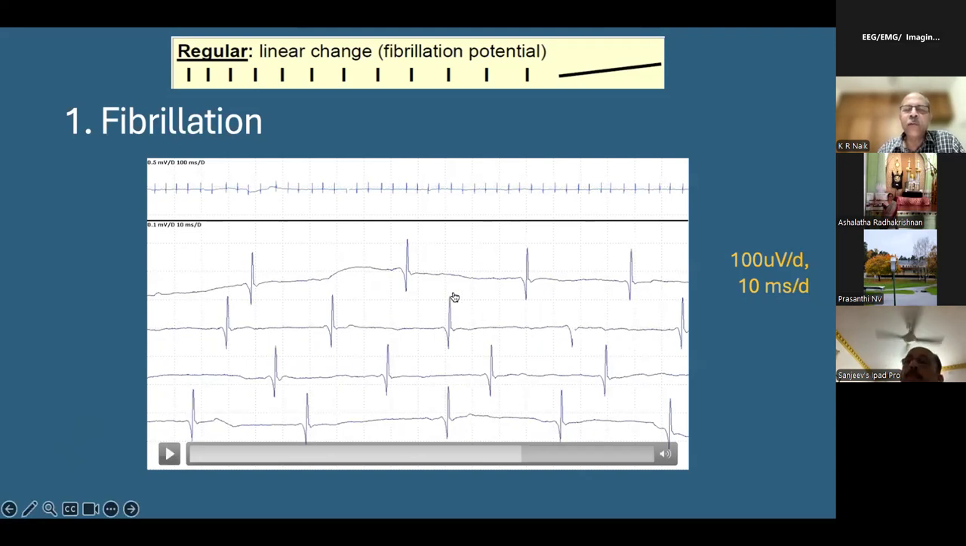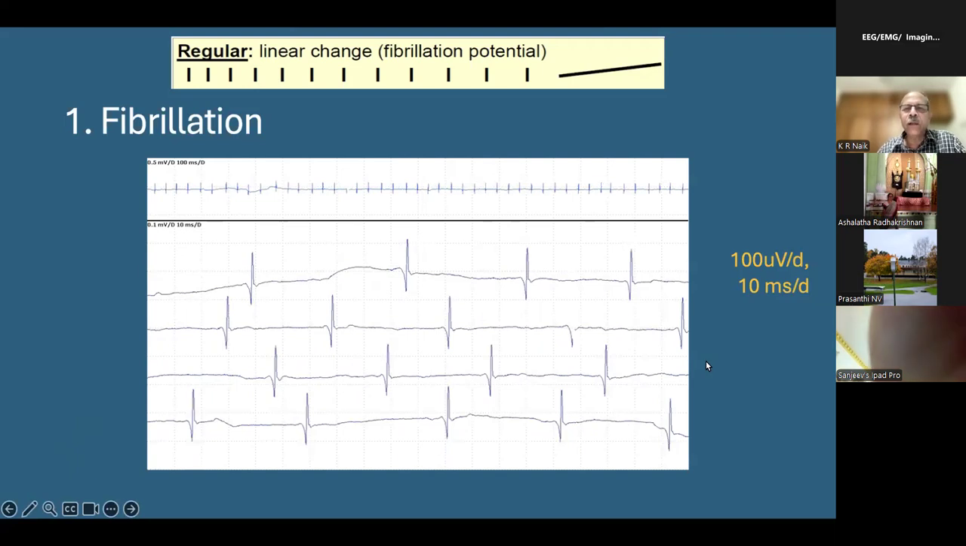is that the duration is short. A single fiber potential is usually less than 5 milliseconds, except in the facial muscles, which are small muscles, where the motor unit has 3 to 5 or maximum 10 muscle fibers per axon. Whereas the limb muscles usually have 50 to 100, sometimes up to 1,000 muscle fibers in a single motor unit. That's why the MUAP duration in the limb muscles is going to be 10 to 14 milliseconds, depending on which muscle you are looking at.